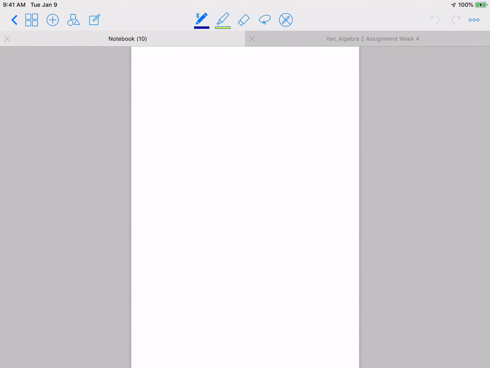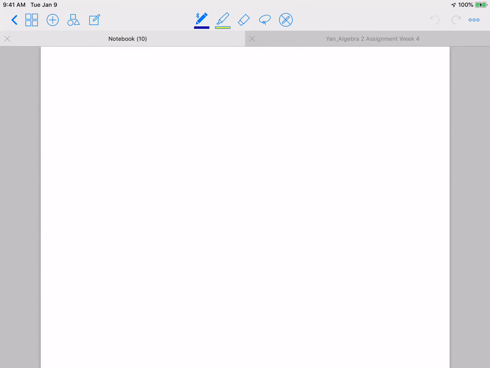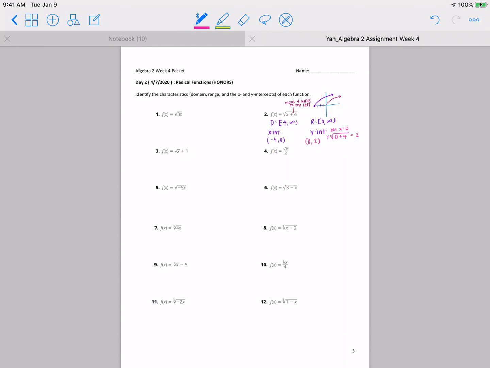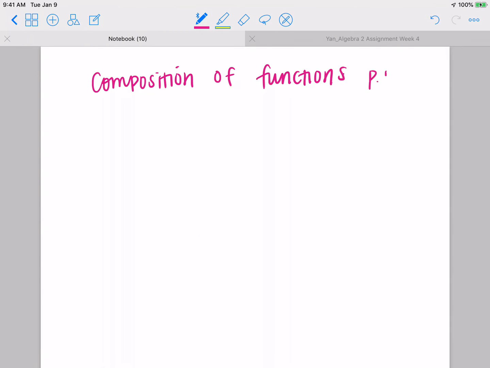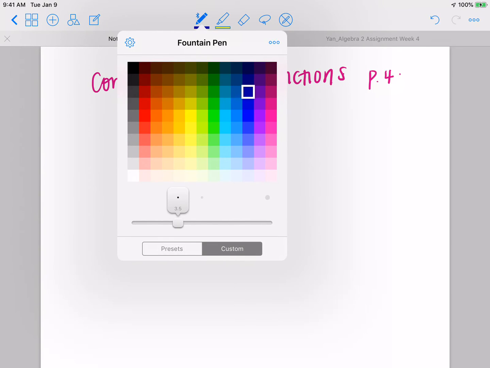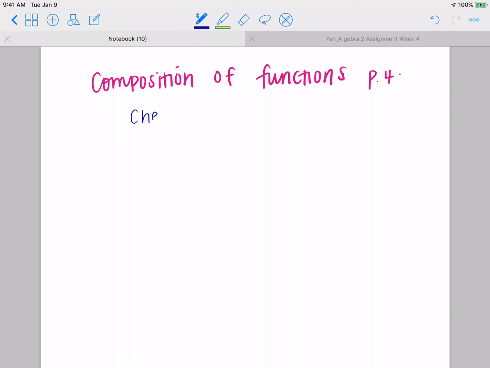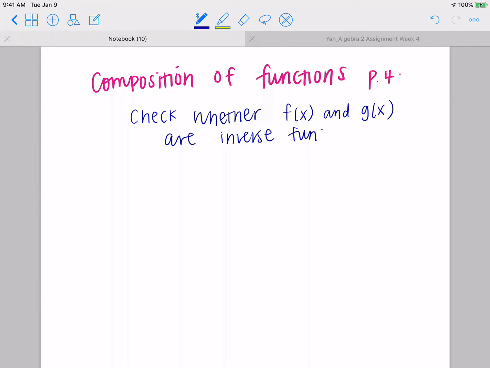Okay, so I'm gonna go ahead and do the other worksheet, which is really the title is Composition of Functions. I think that worksheet is the page 4. Okay, so this page right here, your job is to check whether f of x and g of x are inverse functions.